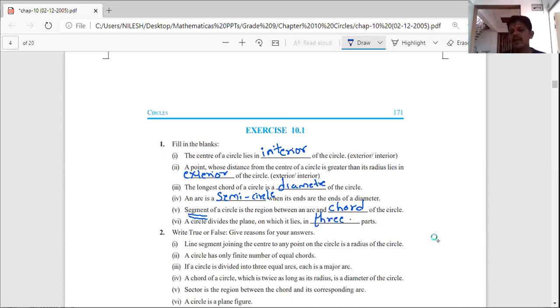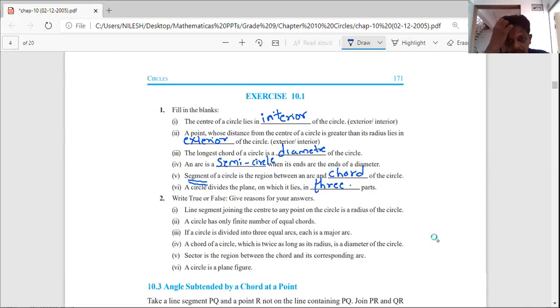Everybody will write the full sentences. Don't just write the answers. Complete these 6 fill in the blanks. Let the meeting get over. Quickly rejoin, all of you. Question number 2 also we are going to finish now only. Just finish these 6 fill in the blanks in complete sentences, and let the meeting get over. We will rejoin.